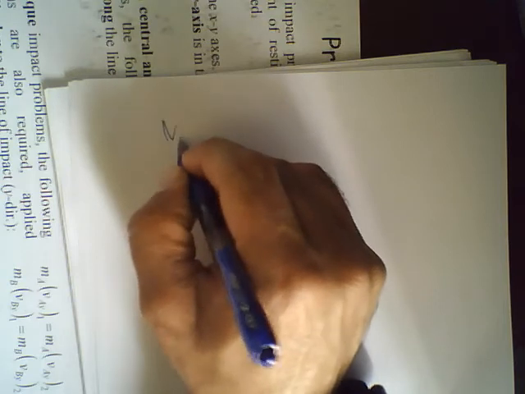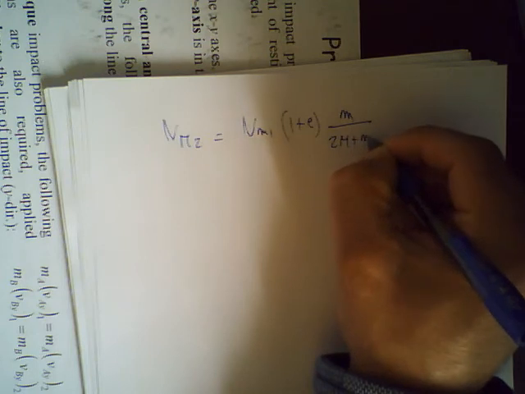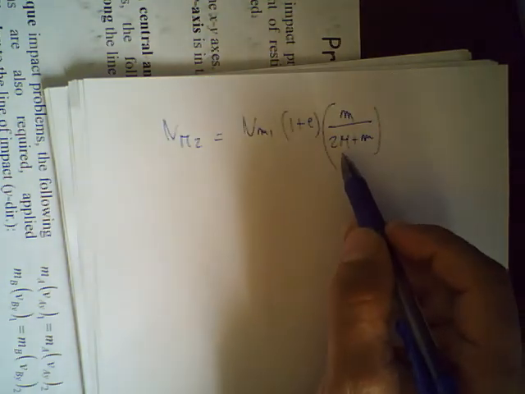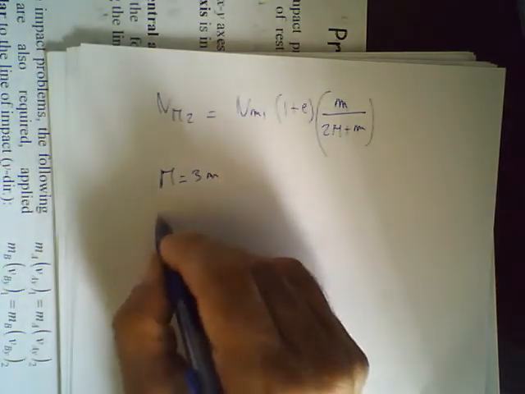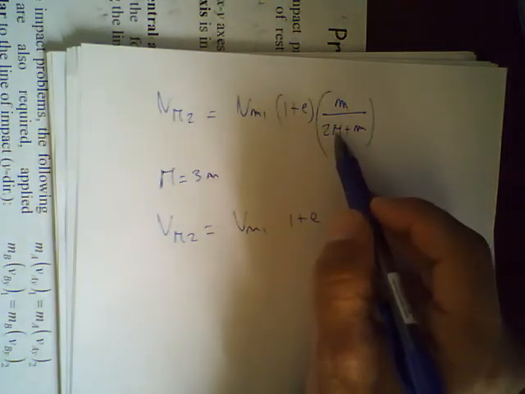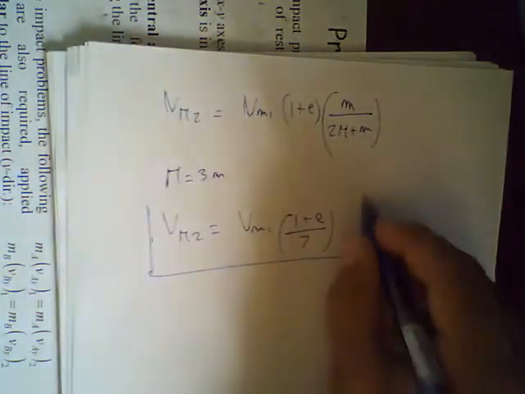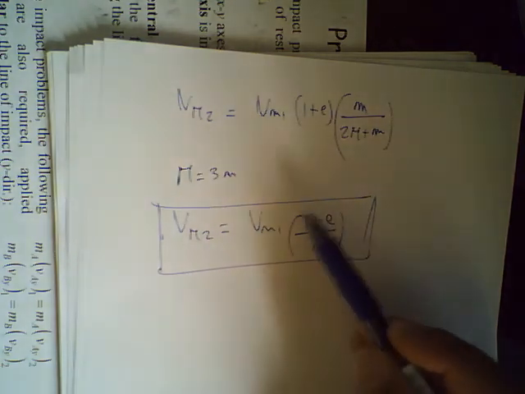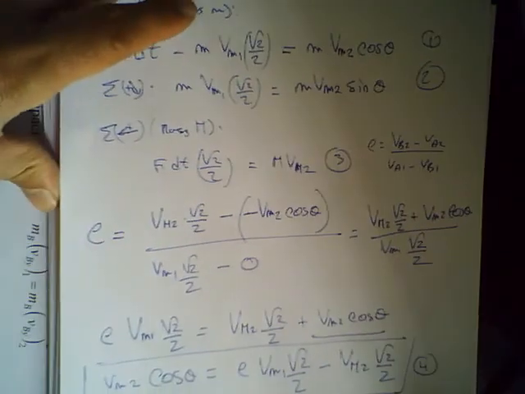So your result, Vm2, is going to be equal to Vm1 (1 plus e) m divided by 2m plus m. And in the problem, which is part of the assignment, we have M equal to 3m. So Vm2 is going to be equal to Vm1 (1 plus e), 2 times 3 is 6, plus 1, 7, and that is the solution. So please check this problem and verify this, and make sure you are very confident in doing this problem the way that I just did it.